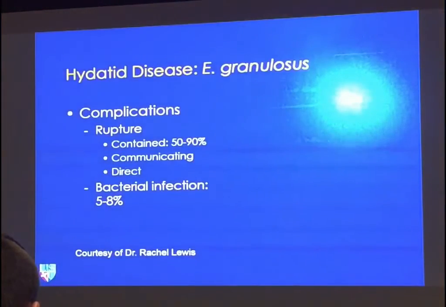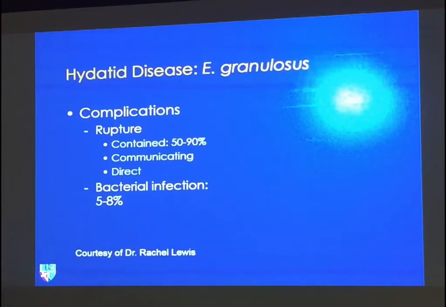Now we can see a few complications related to hydatid disease. So the main two are rupture and bacterial infection. So rupture, there's 3 different types. You can have a contained rupture, which is the most common type. And that's when the inner membranes rupture, but the outer pericyst still remains intact.